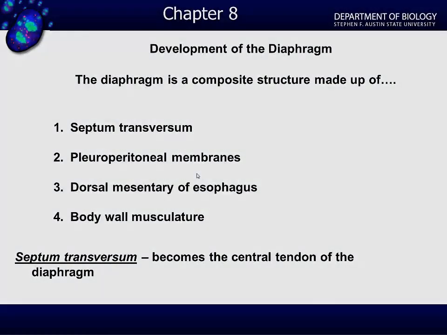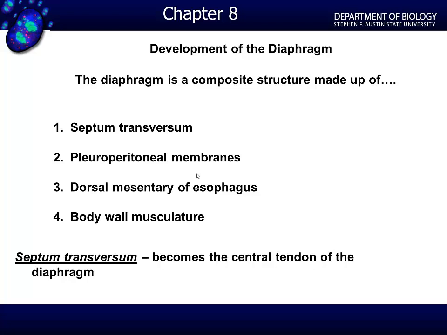The composite structure that is the diaphragm is comprised of these component parts: the septum transversum, the pleuroperitoneal membranes, the dorsal mesentery of the esophagus. The esophagus is going to pass through the diaphragm, and the hole within the diaphragm that the esophagus passes through is called the hiatus. A hiatal hernia happens when the stomach herniates back into the pleural cavity through that hiatus. That's why it's called a hiatal hernia.